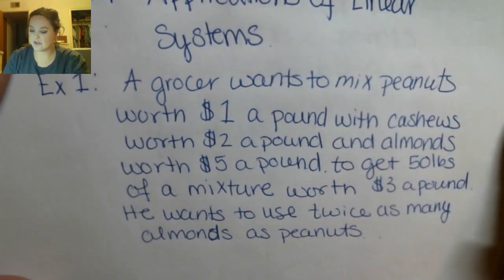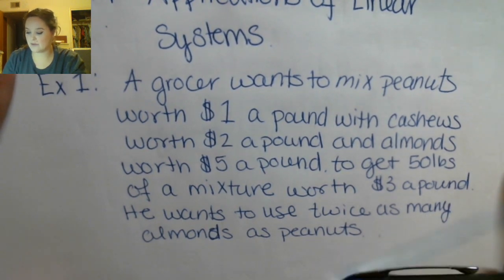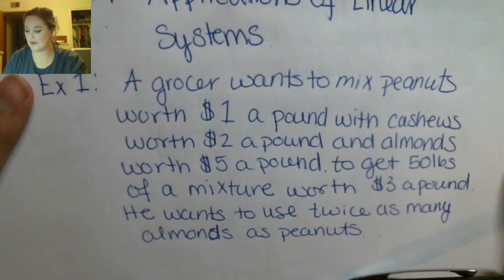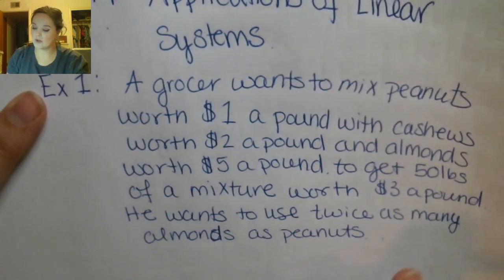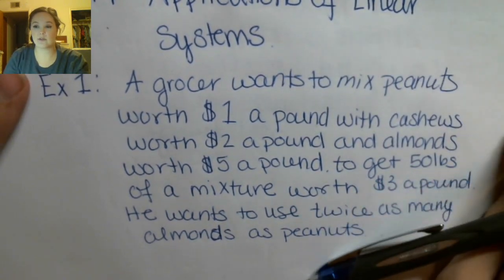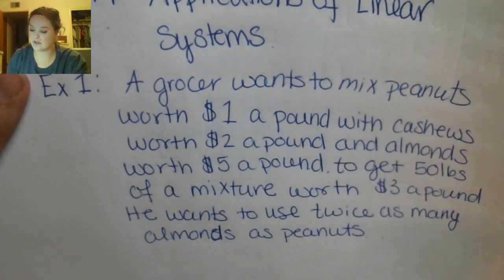A grocer wants to mix peanuts worth $1 a pound with cashews worth $2 a pound and almonds worth $5 a pound to get 50 pounds of a mixture worth $3 a pound. He wants to use twice as many almonds as peanuts. Okay, so the first thing we can tell is that there's really three variables here because we have three different things that we're going to mix together.